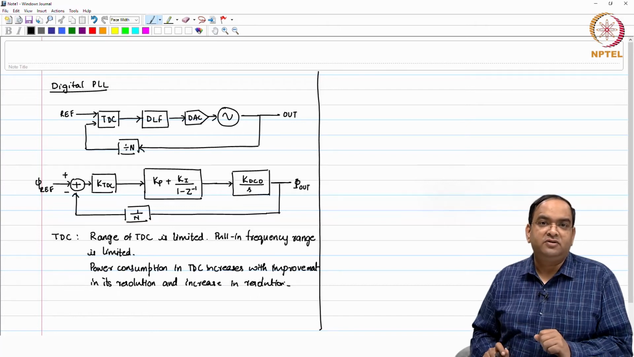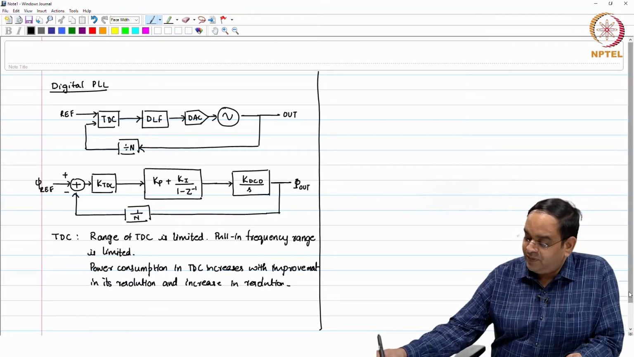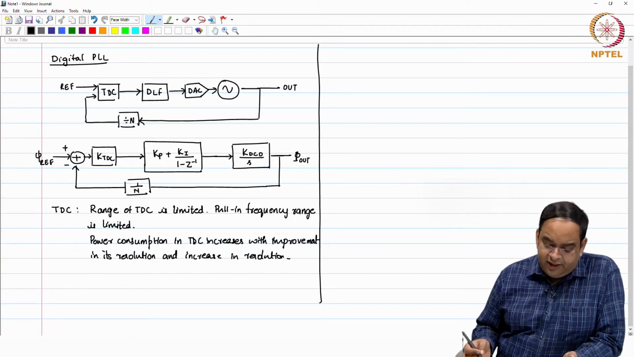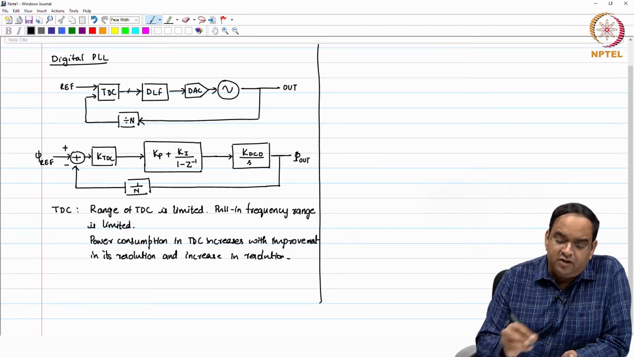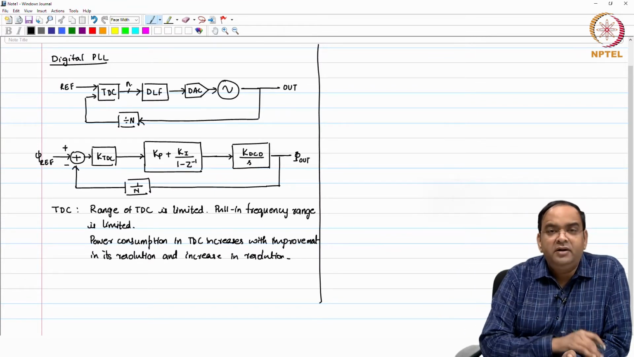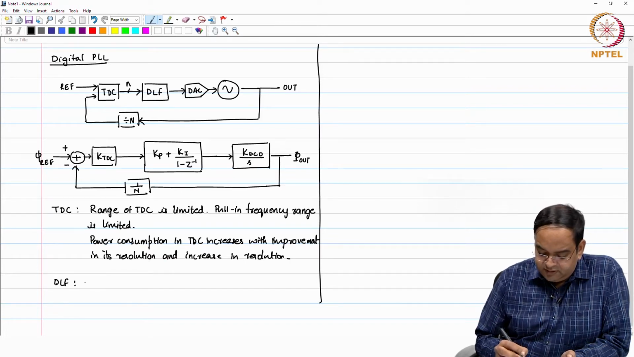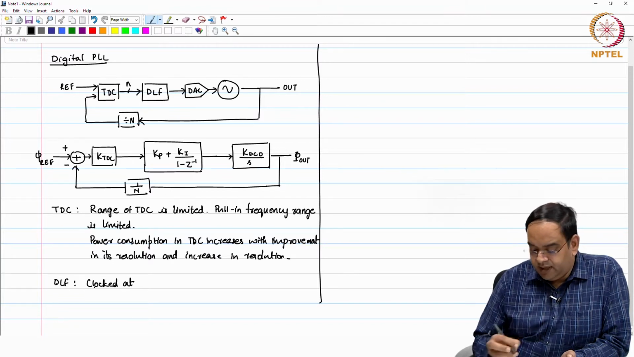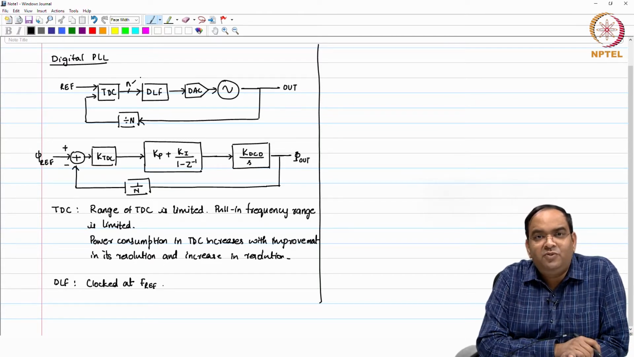That TDC measures the phase error, exactly what your PFD was doing. No, it comes with issues. Now, on top of that, if you are looking at the TDC output, depending on how many bits you are going to measure, this TDC output will come with N bits. The digital loop filter is clocked at your FREF, with the number of bits which it is using to accumulate.